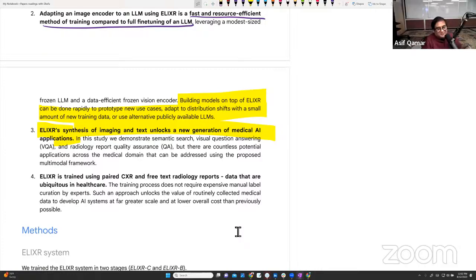All right. So Praveen wants me to mention the fourth point. The fourth point says that we are trained using paired chest X-ray and free text radiology reports, data that are ubiquitous in healthcare. So guys, whenever you see the word paired between two modalities in neural architectures, what does it remind you of?